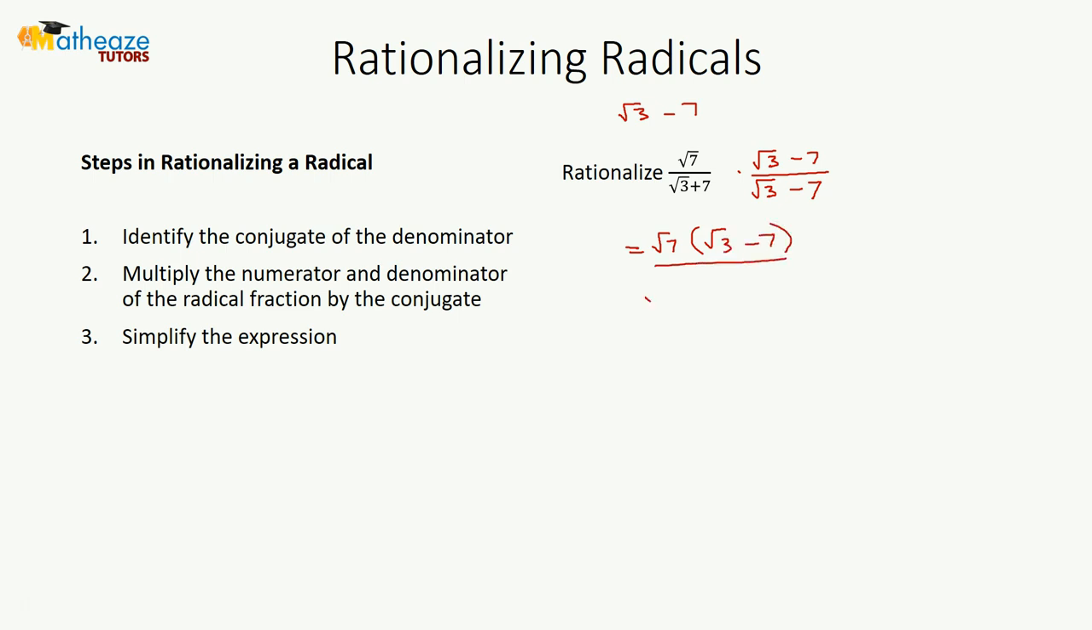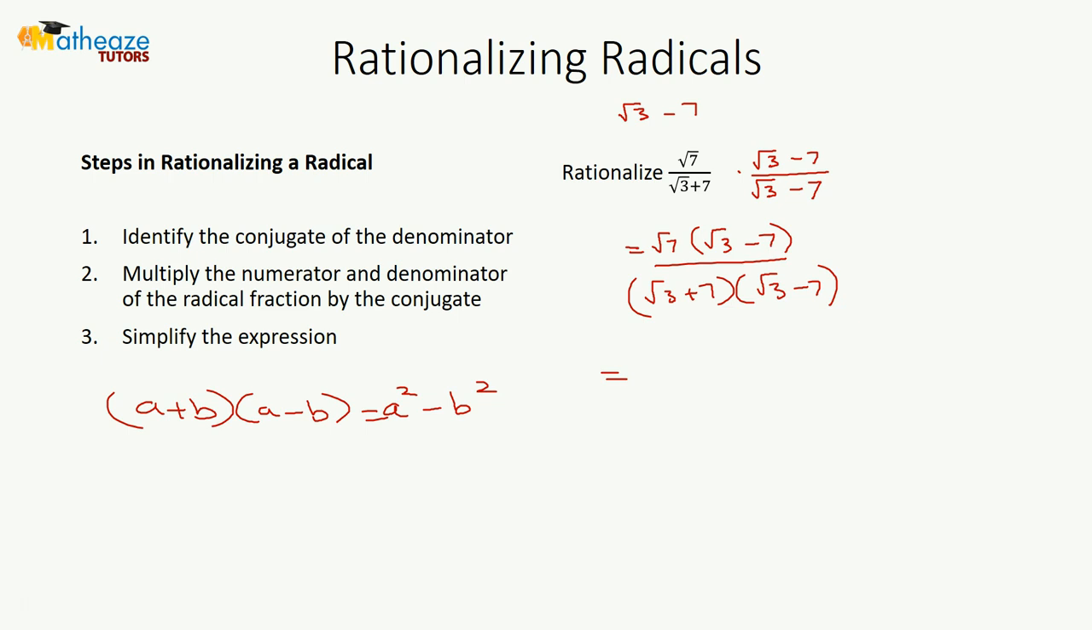divided by square root of 3 plus 7 — square root of 3 minus 7. Remember this: (a plus b)(a minus b) is equal to a squared minus b squared. So let's look at the numerator.